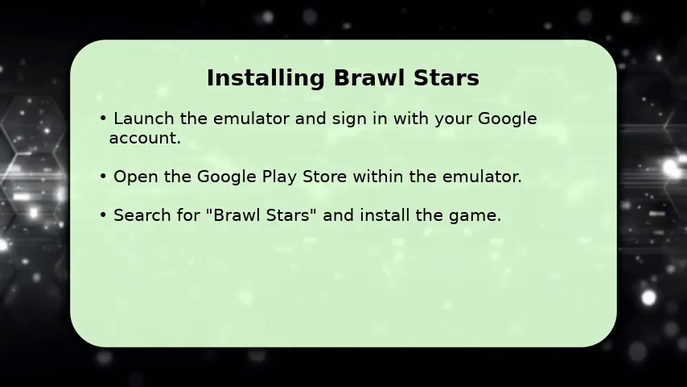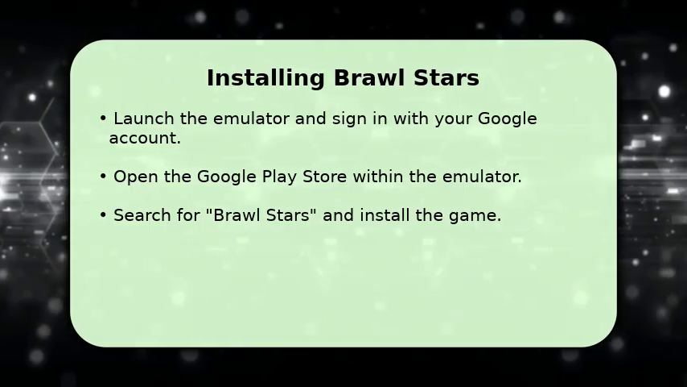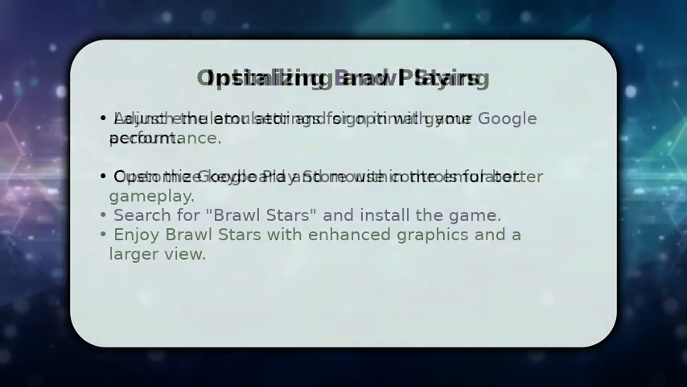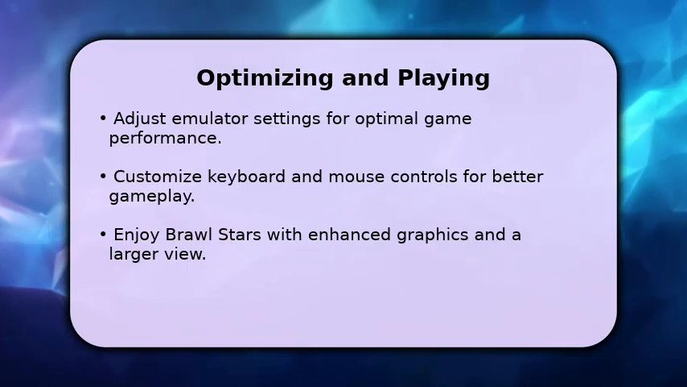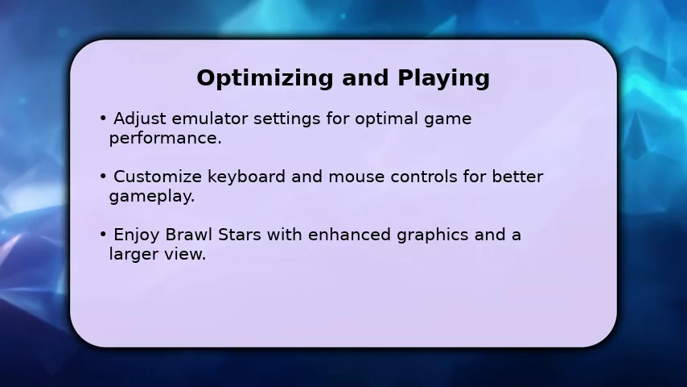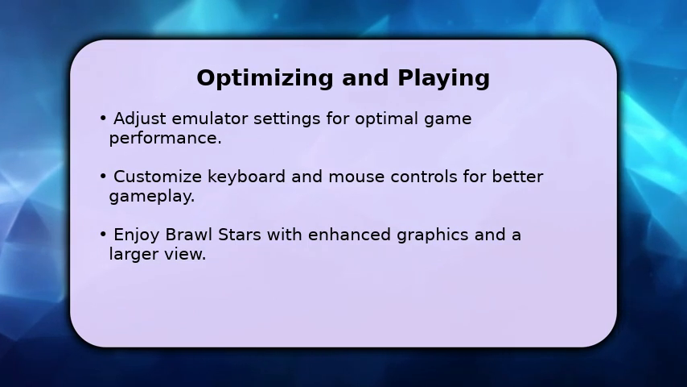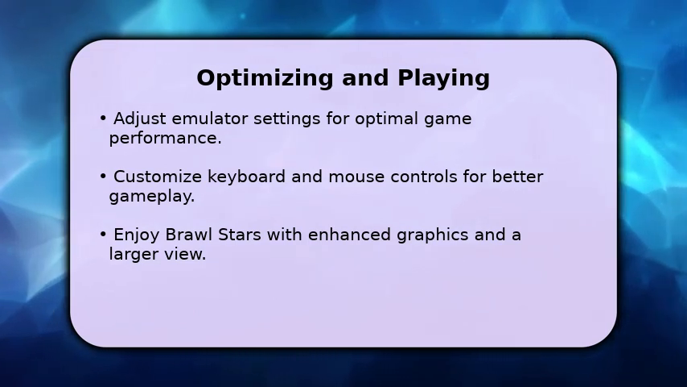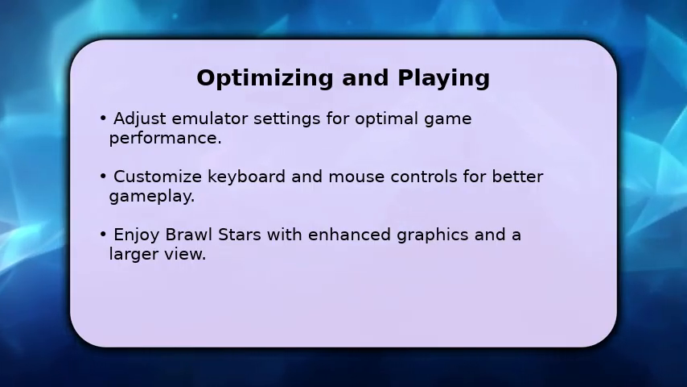The download and installation process will be very similar to how you would install an app on an actual Android phone. After installing Brawl Stars, you can further optimize your experience. Access the emulator's settings to adjust performance, such as resolution and frame rate, for smoother gameplay. Most emulators also allow you to customize keyboard and mouse controls, providing a more precise and comfortable way to play.